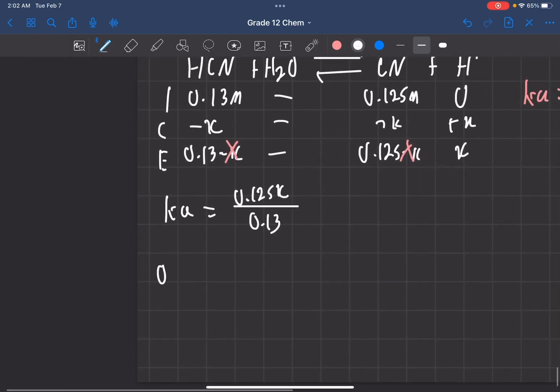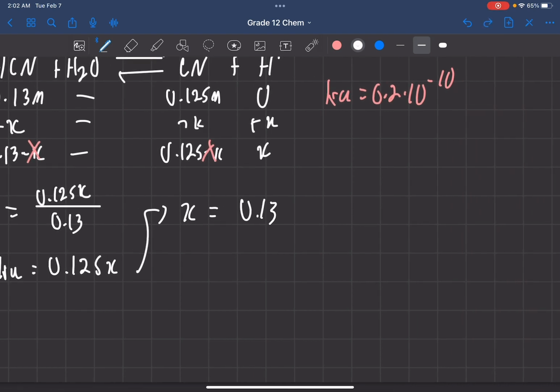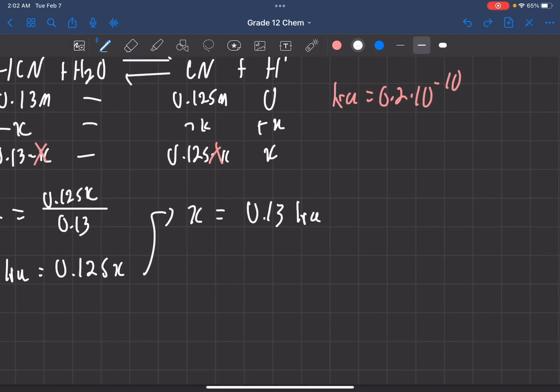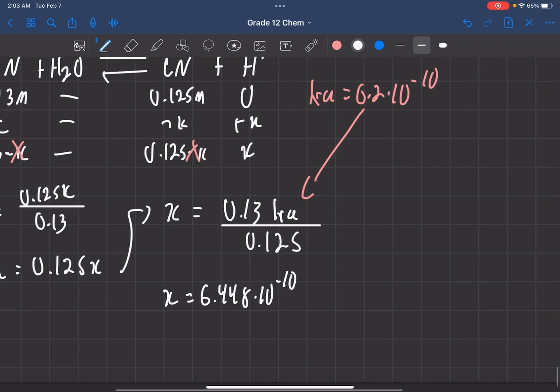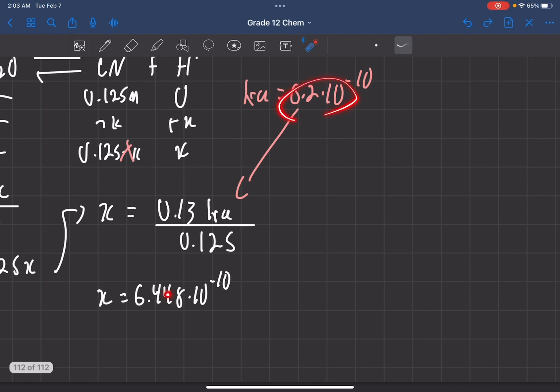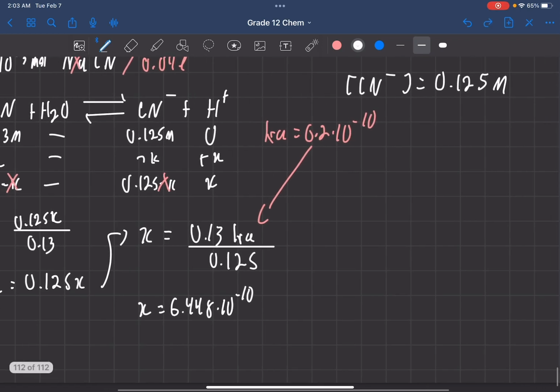So 0.13 Ka is equal to 0.125x. So x is equal to 0.13 times Ka all over 0.125. I'm going to bring the Ka down here. Let me just put this in my calculator real quick. 6.448 times 10 to the negative 10, right? See how close that is to our Ka? We didn't really have to change that much, but for accuracy, of course, we're going to solve for x.